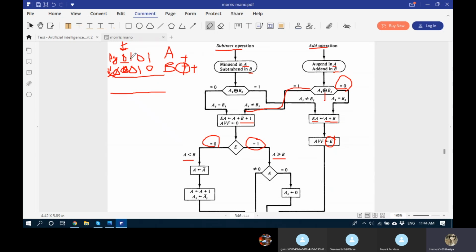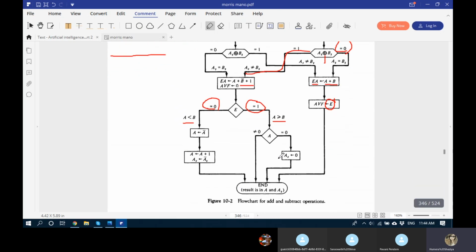Now what is the value of A? 1 2 4, 4 plus 1 is 5. This is 5 and this is 2. So a carry will be generated. A carry is generated means what you have to do? You have to check what is the value of A. If A is having all zeros, then you have to give the sign bit of A as 0 because you don't want negative 0.